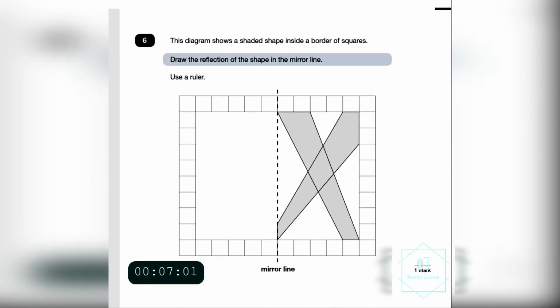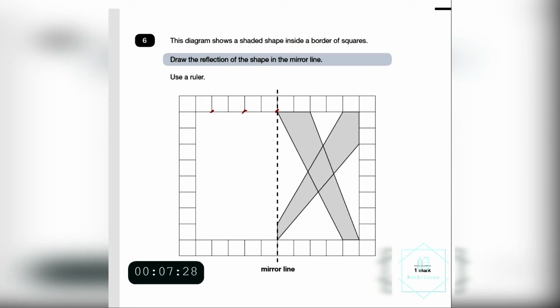This diagram shows a shaded shape inside a border of squares. Draw the reflection of the shape in the mirror line. So here, to work it out, first we can point the edges. If you see it starting from here up to 2 boxes, that will be here. And then for these boxes, that will be here. First we'll mark out the points and then we will draw the lines.